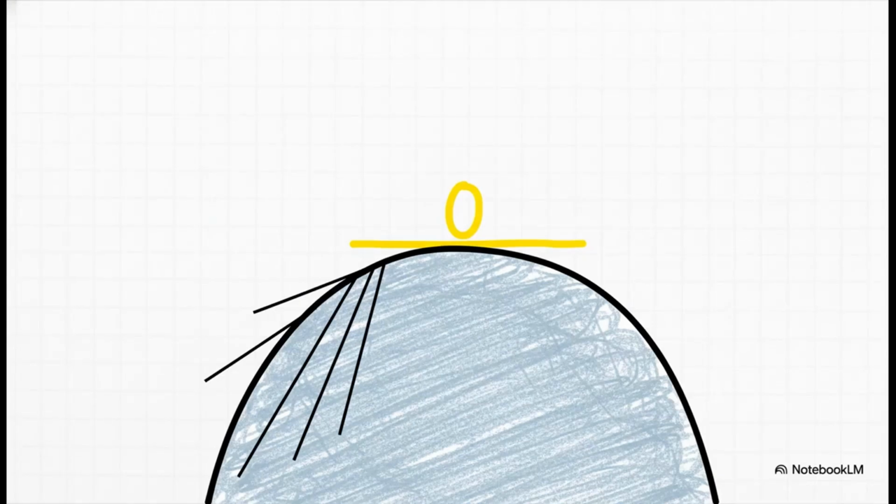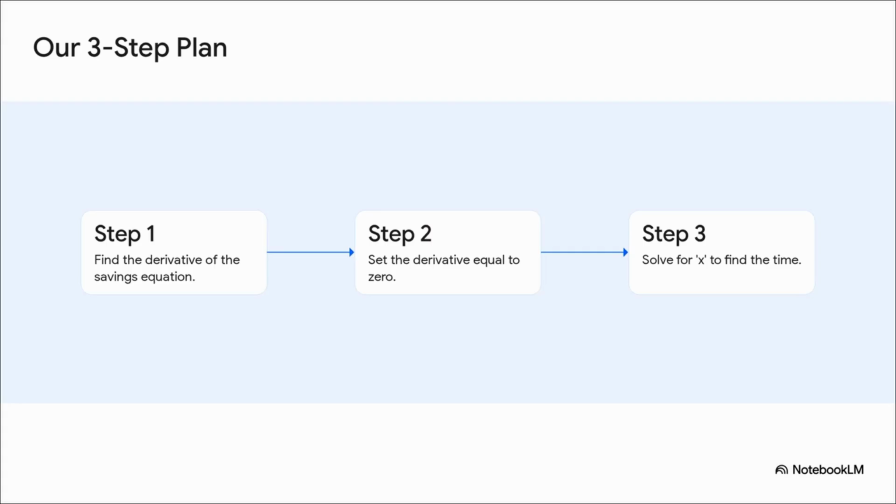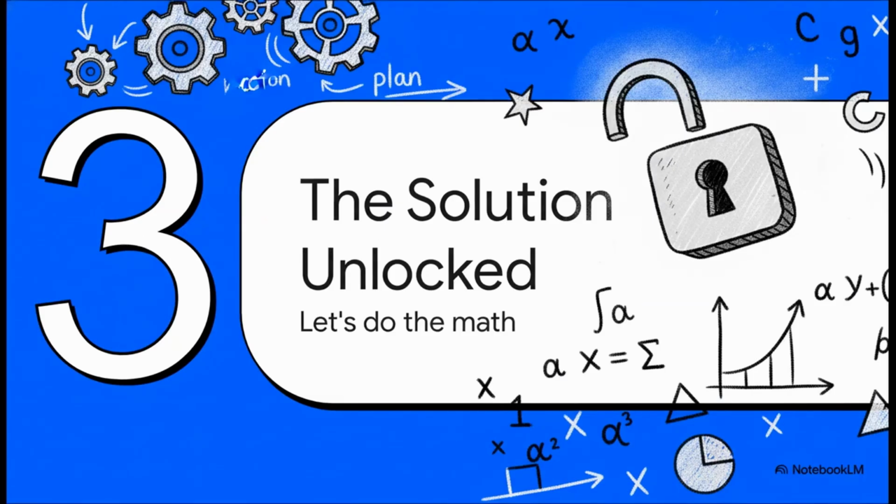And here is the beautiful part. Imagine you are literally walking up that savings curve. As you get closer to the top, the path gets less steep, right? Then, for one single instant, right at the very peak, the ground is perfectly flat, the slope is 0, and that is our target. This gives us a crystal clear 3-step plan. First, we're going to find the derivative, our slope finder formula, for our savings equation. Second, we're going to set that formula equal to 0 because we're looking for that flat spot. And third, we'll solve for x to find out exactly when that peak occurs. It's that simple. All right, theory's over. We have our plan. Now it's time to put it into action and unlock the solution.